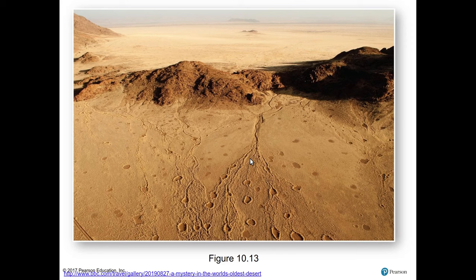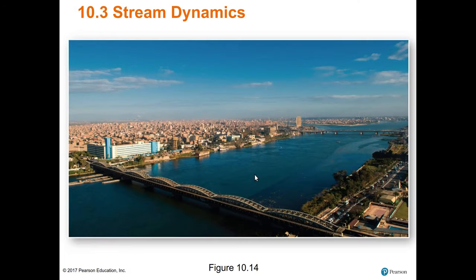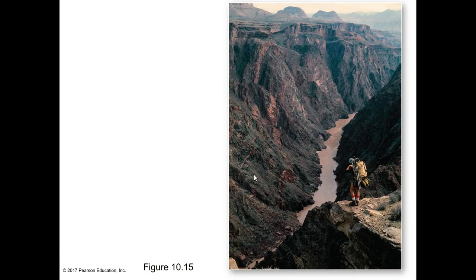And an ephemeral stream. You can see there's almost no vegetation. It's completely dry. So after it rains, you might have streams for a bit, but then they're done. This is the Nile. It is an exotic stream. This is the Grand Canyon and the Colorado River, another example of an exotic stream.